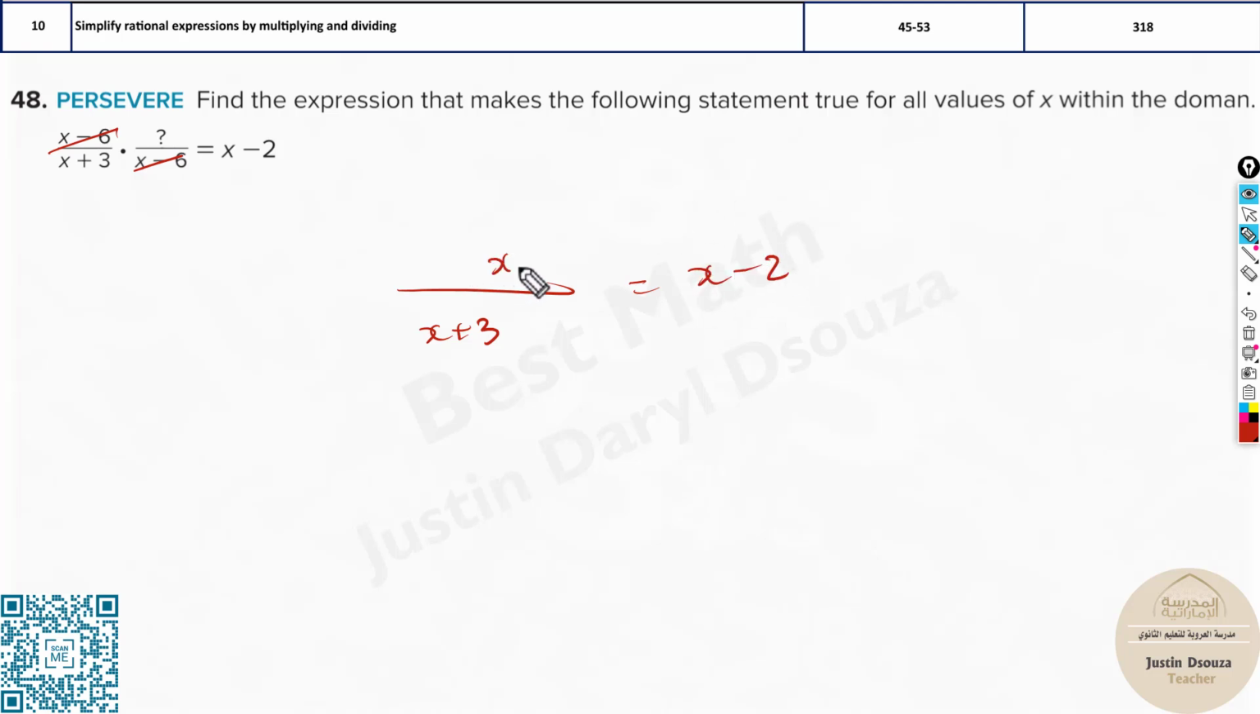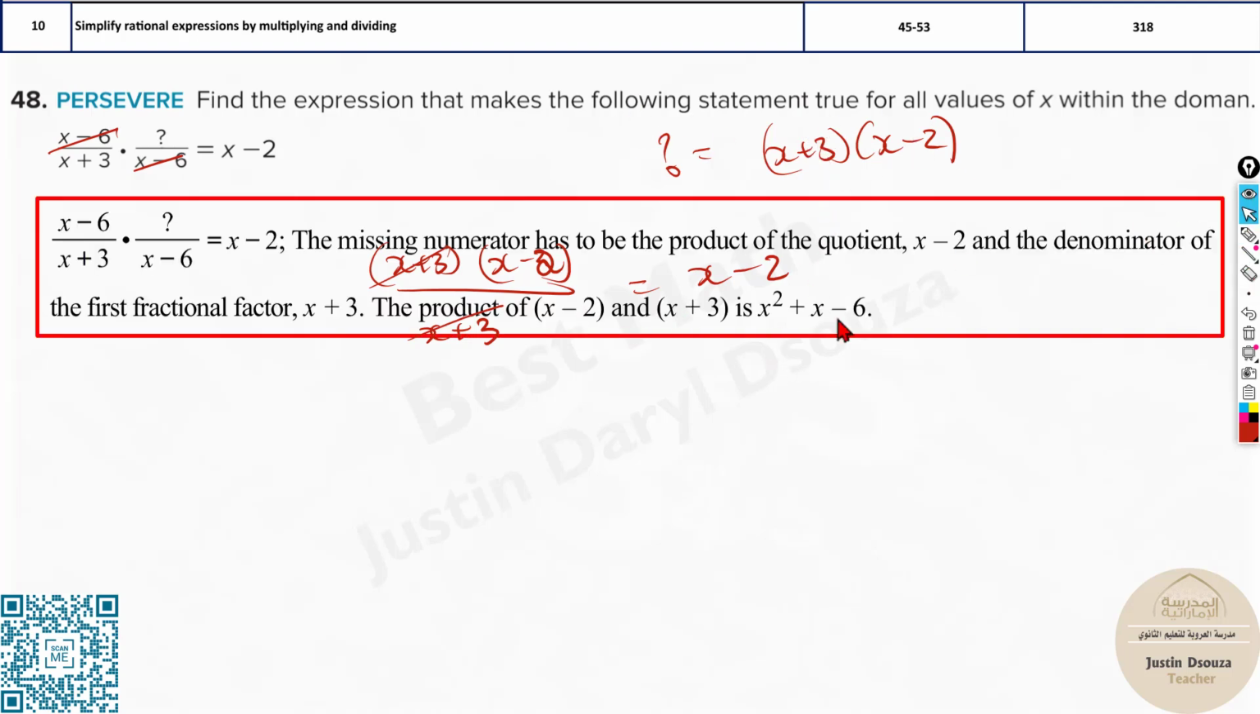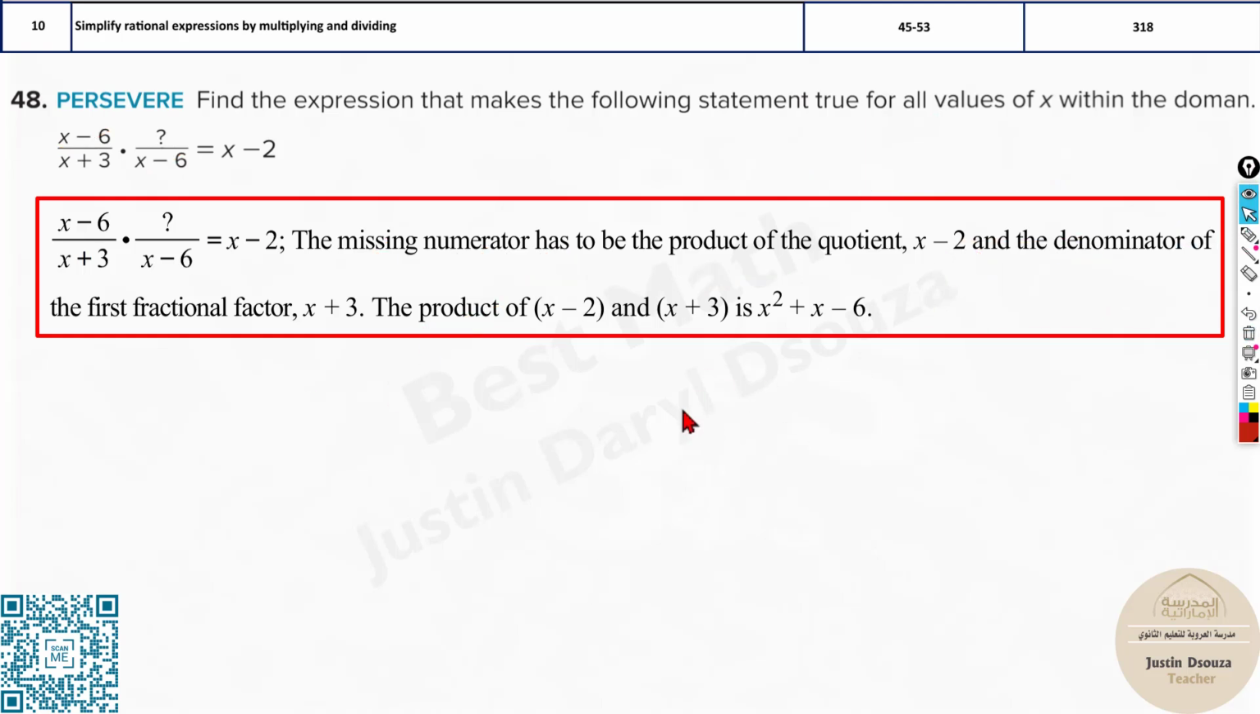So this term, x minus 2, must exist. But I have to remove this term, so I'll just write x plus 3 here. So this cancels off, and you're remaining with x minus 2. So here, the question mark is x plus 3 times x minus 2. This is the answer. Or you can multiply this and write it in quadratic form as well. If you multiply this, it'll be x squared minus 2x plus 3x minus 6. If you simplify, x squared plus x minus 6 is the quadratic form. So that's how we write it.